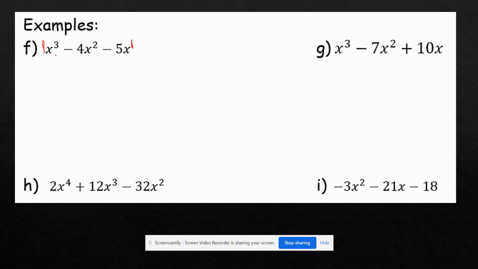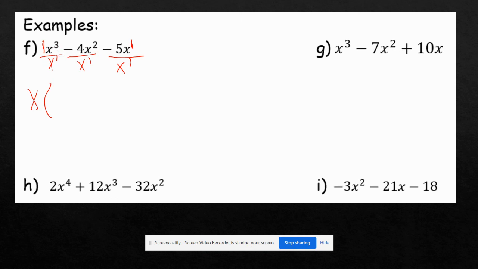For our x's, I have 3 x's, 2 x's, and 1 x. So the most they all have in common is a single x. So we're dividing. And I'm going to write that common factor that we're dividing by outside a set of parentheses. Inside, we're going to write the remaining factors or the leftovers.